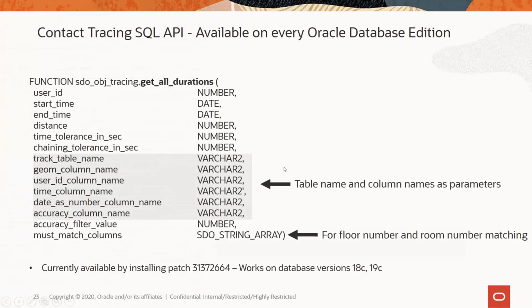The SQL API is very similar. Most of the columns here highlighted in gray are table names and column names. The key parameters that you would specify to do an analysis would be the user ID that you want to trace, the start and end time you want your trace to occur at, how far a distance a point can be, so for example 15 meters or 6 feet, right? And then you have your time tolerance and chaining tolerance, which I explained earlier, and here's the accuracy filter that we talked about earlier as well.